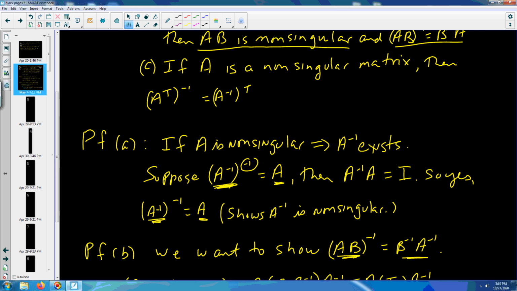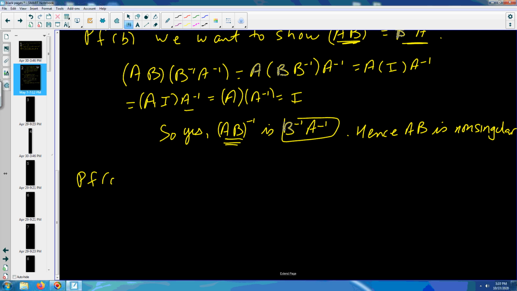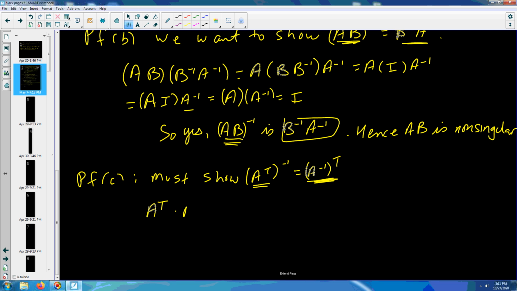Proof for C is: if A is non-singular, then the inverse of A transpose is the transpose of A inverse, meaning that you can switch those two. So for proof C, we must show that the inverse of A transpose is equal to the transpose of A inverse. So, if I take A transpose and multiply it by its inverse, which we claim is this, and I get back the identity, we're okay.